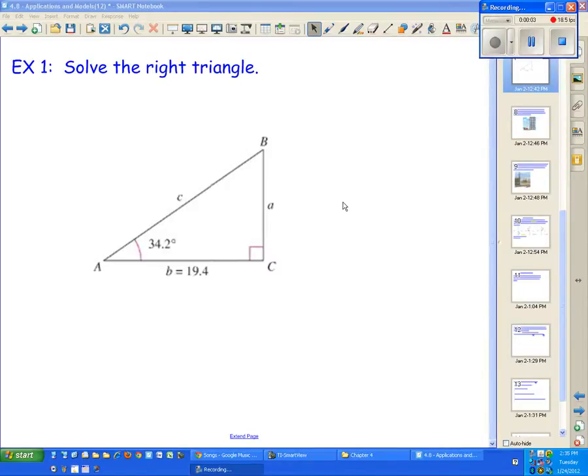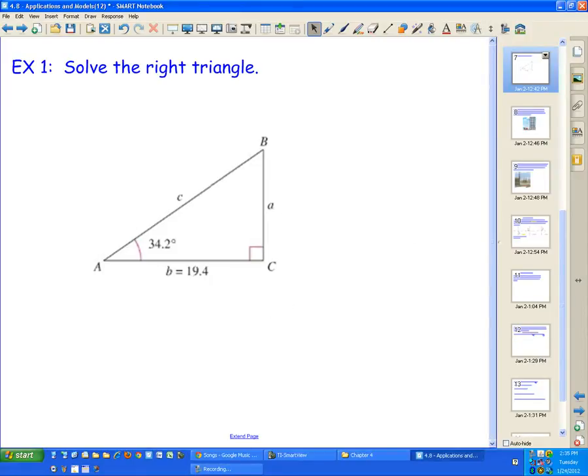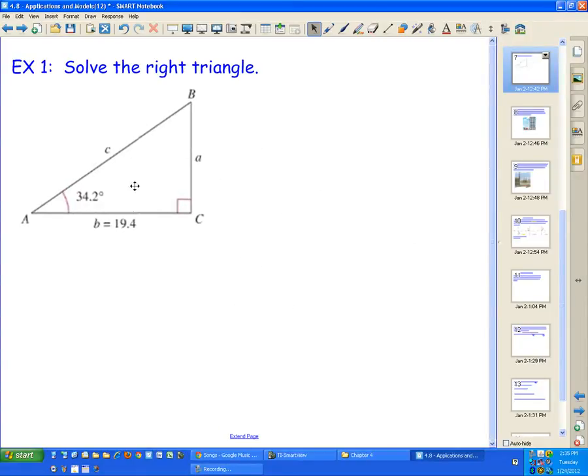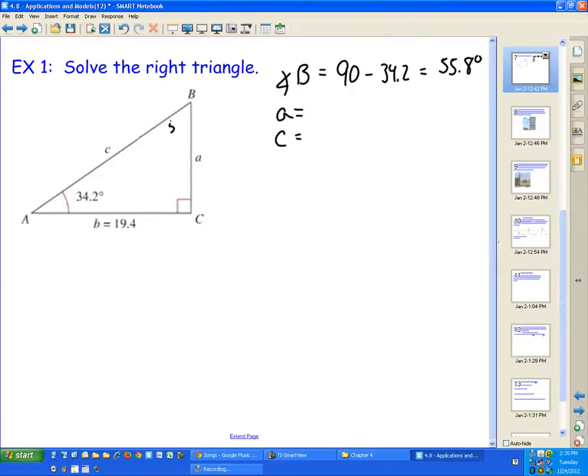This is applications and models of trig functions, and in this one we're going to start with a basic example of solving the triangle, which basically means find the missing angle, find angle B, find A and C. So we want to know what angle B is, what side A is, and what side C is. That's our goal. Angle B is basically going to be 90 minus the 34.2, which comes out to be 55.8 degrees. So there's our angle up there. That's part of our solution to this.